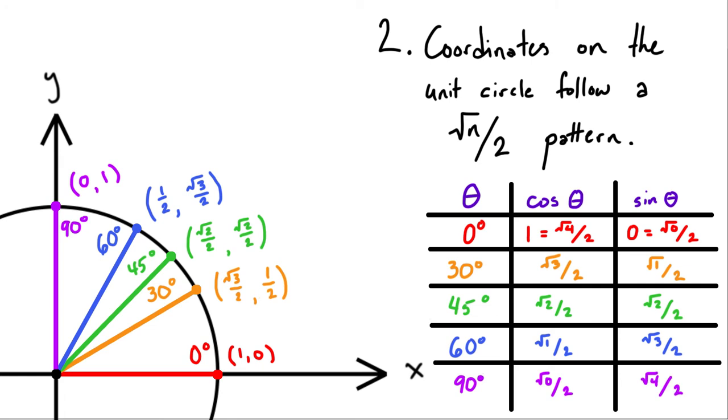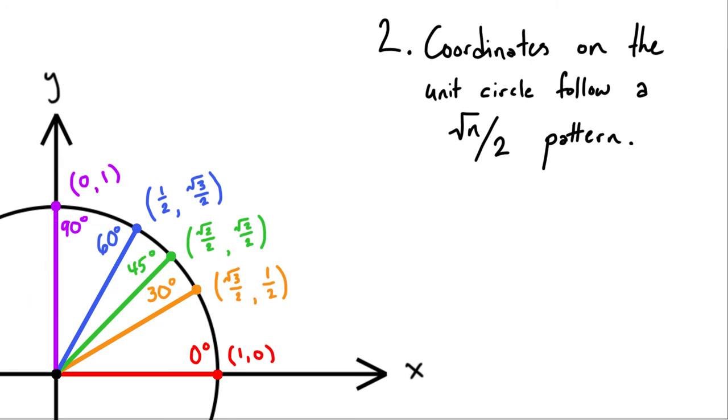In the cosine column, we've got this descending pattern of root n over 2, for n going from 4 all the way down to 0, which makes sense, because if we look at the x-coordinates of these different points that we've mapped on the unit circle, the x-coordinate is decreasing as we increase that angle counterclockwise. Meanwhile, in the sine column, we've got the same pattern happening, but going in the opposite direction. You've got an increasing series of root n over 2. And again, this makes sense, because as we increase the angle counterclockwise, the y-coordinate of that point on the unit circle is going to increase.